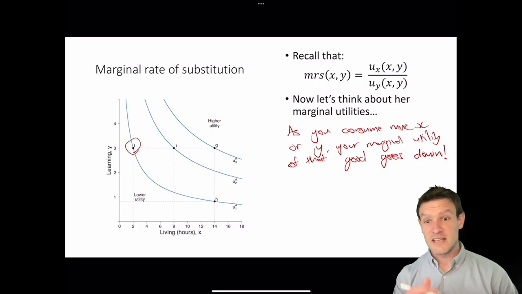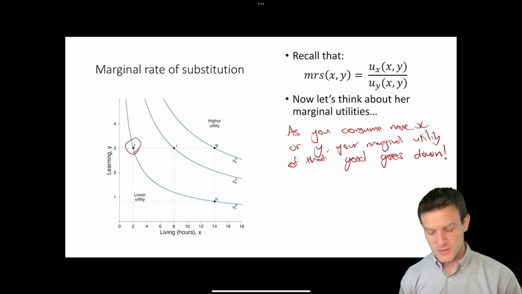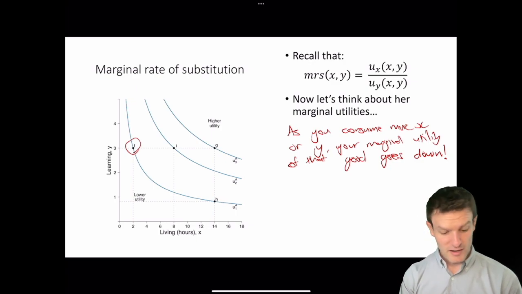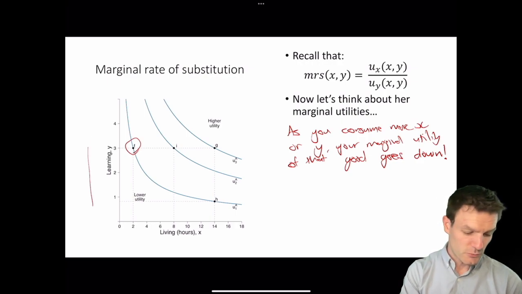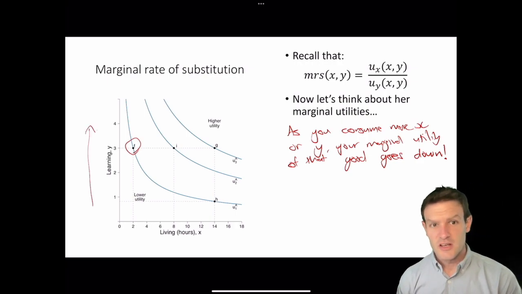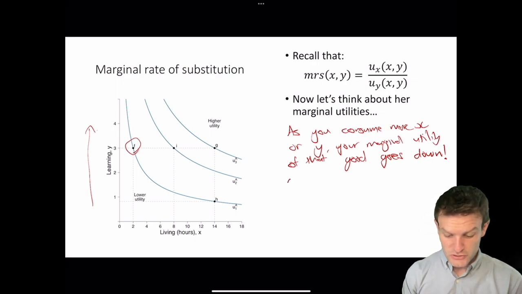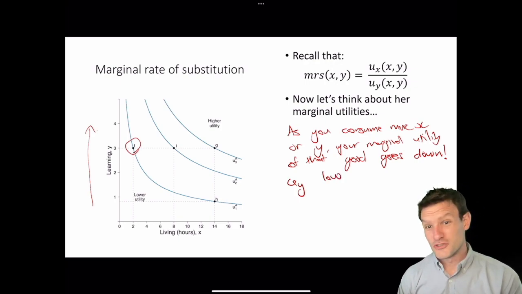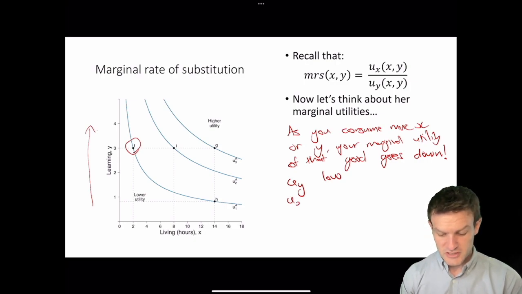And so we can see how this plays out in her indifference curves. So if we look at point F, what do we see? She has high y, right? So relatively speaking, along the vertical axis, what can we see there as y increases? 3 is quite a large number in terms of y. This means that her marginal utility of y, u sub y, is going to be low. She has almost zero, very little x. So that means that her marginal utility of x is going to be high.